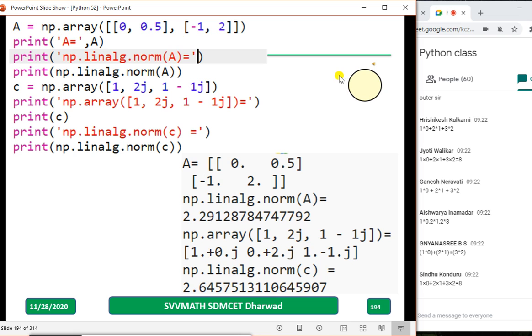One more program I have executed. I have taken a 2 cross 2 matrix and even taken 1 comma 2j, 1 minus 1j. You can use complex numbers, reals, floats, or just simple integers also. Try to find out manually the norm of a given matrix. Using the function also, try to find it and cross verify whether both are the same or not.